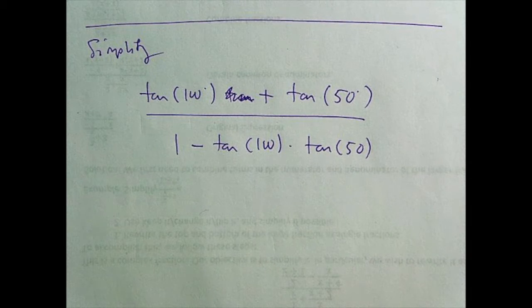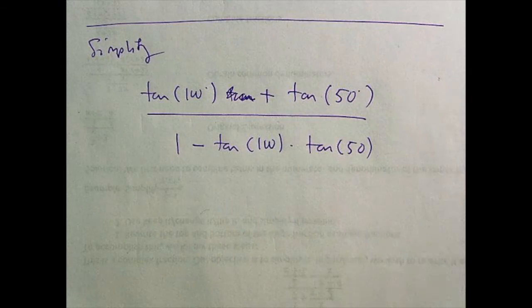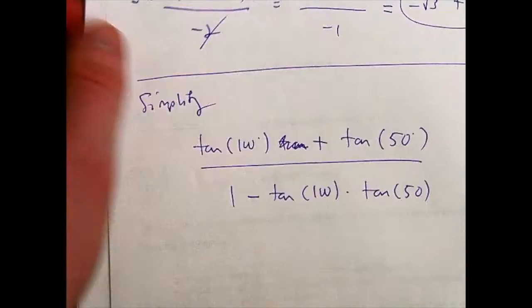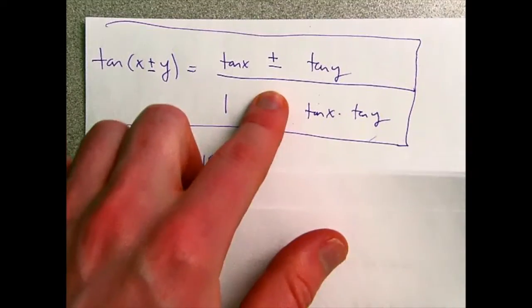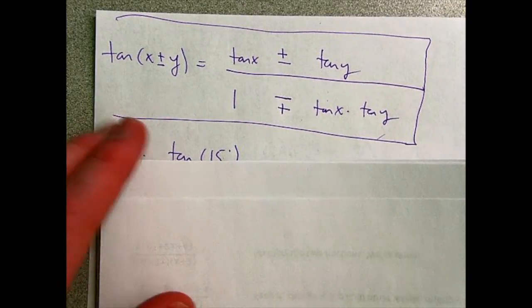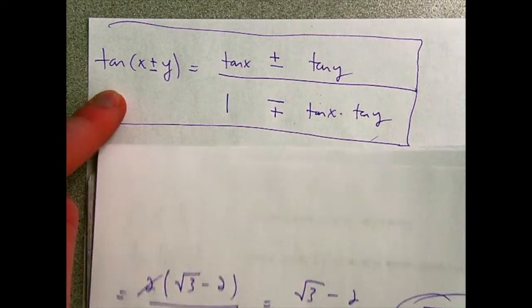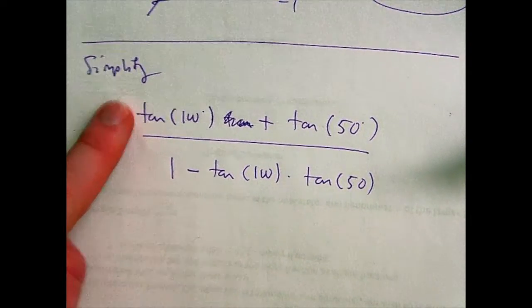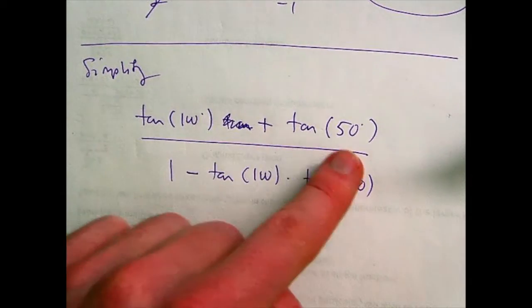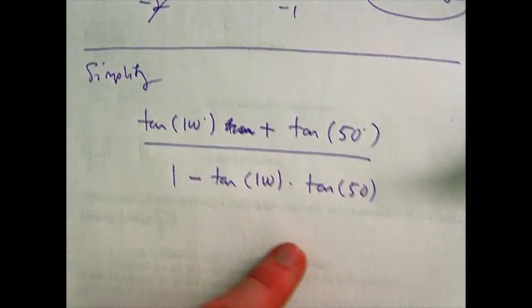How do you simplify something like this? This is just like some of the problems we did yesterday. It's kind of an identity in disguise. You might notice that this whole expression looks a lot like the expression that appears in the formula for the tangent sum and difference, right? So there's the formula, and then here's my expression. Very similar, right? Tangent of one thing plus tangent of another over 1 minus the product, right?